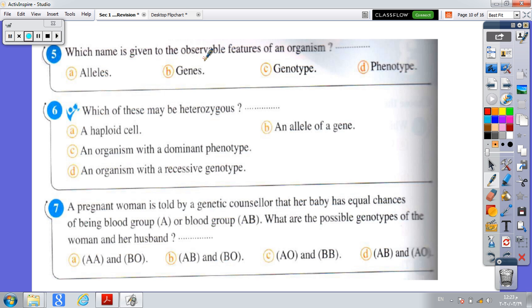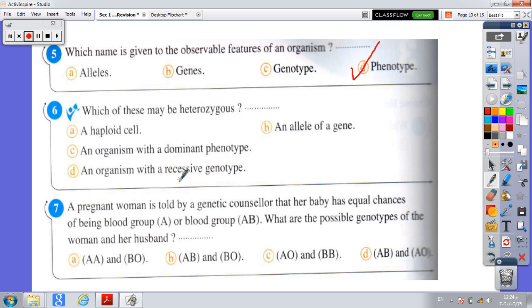Which name is given to observable features of an organism? Red color of eye, white hair, black skin, all of those are called genotypes or phenotypes? Yes, phenotypes. Which of these may be heterozygous? Heterozygous means asymmetric, not similar, they are different. So, haploid? No. Adult of a gene? No.